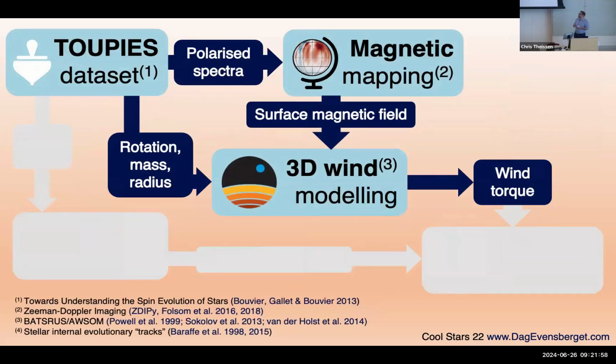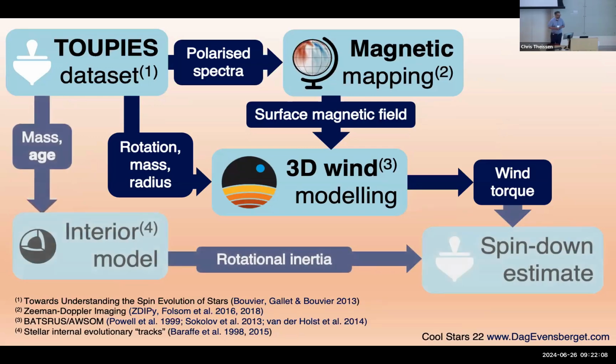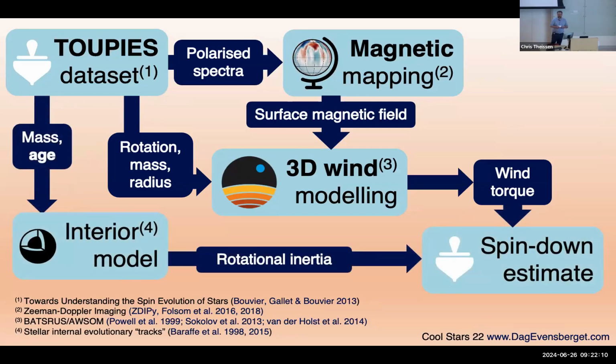Now we have obtained the wind torques. In order to also calculate the instantaneous spin down rates, we need one more component. We need an interior model so that we can get the rotational inertia of these stars. And when we have the instantaneous torque and the rotational inertia, that gives us an estimate of the spin down time scale.